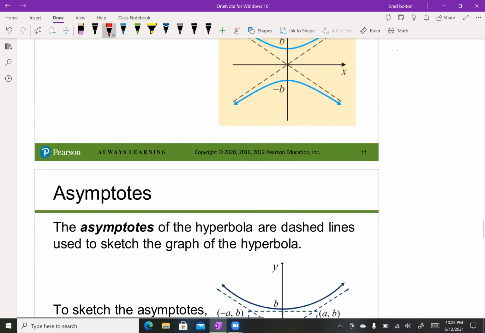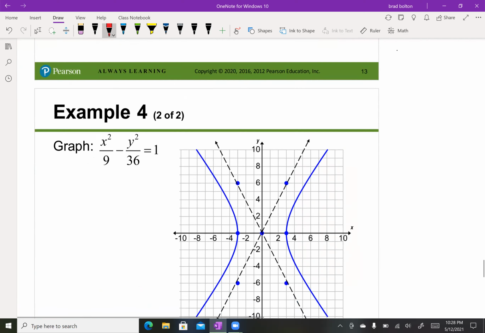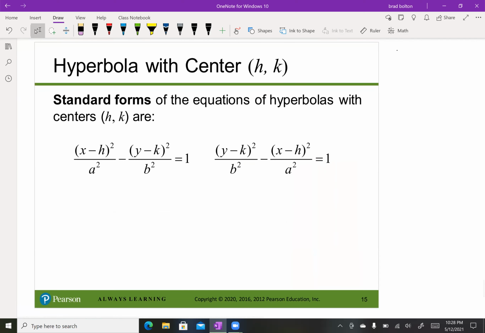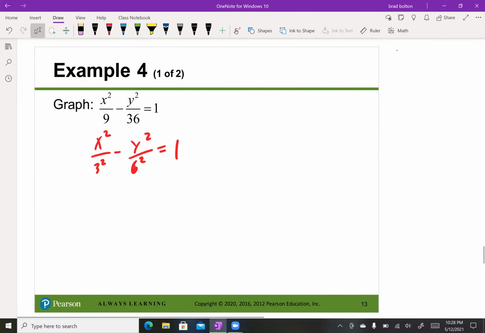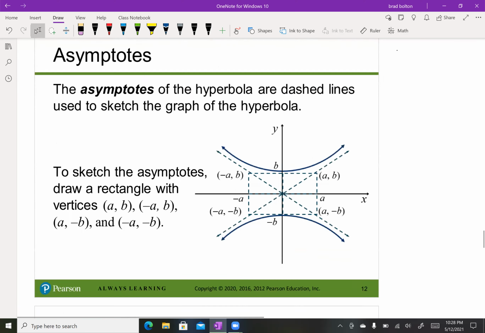Let me see. I thought that they had this in the notes, but maybe they don't do it. Yeah, they don't. They do it for the other one, but not for the base one.